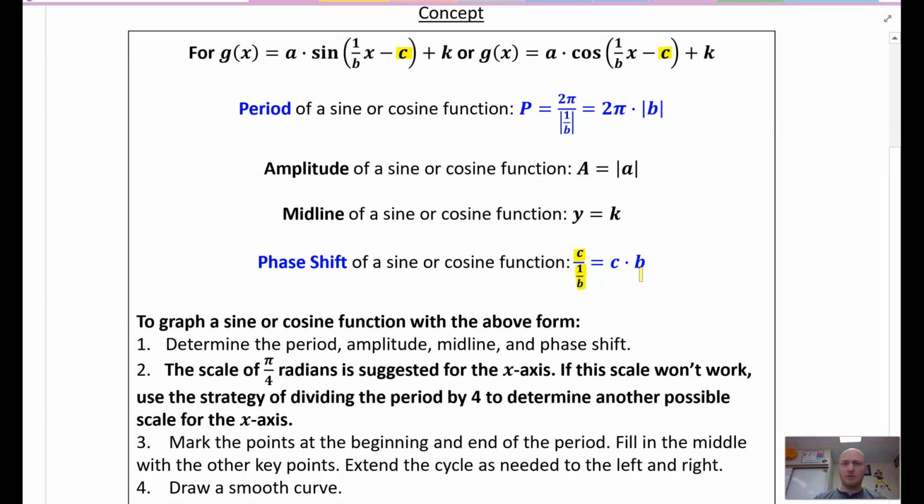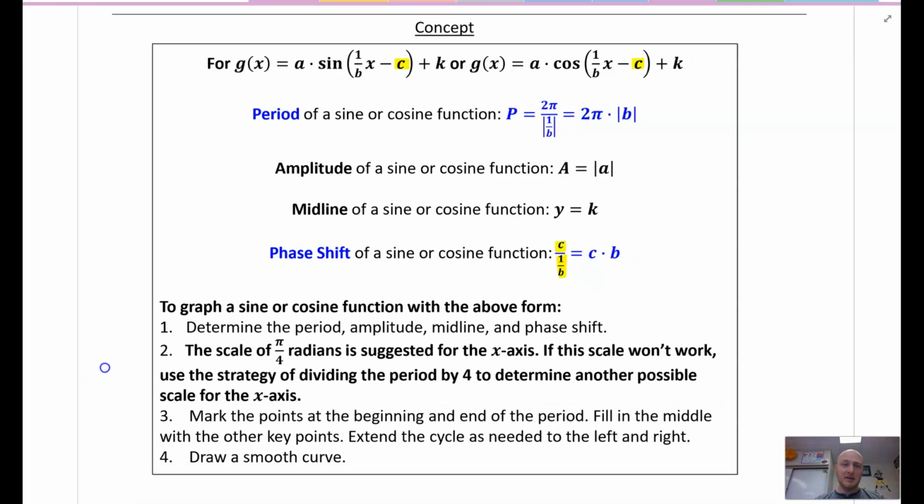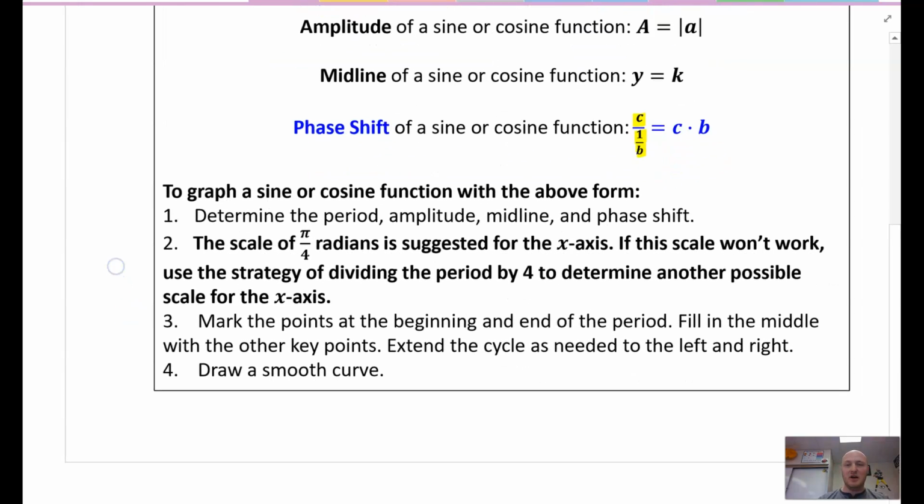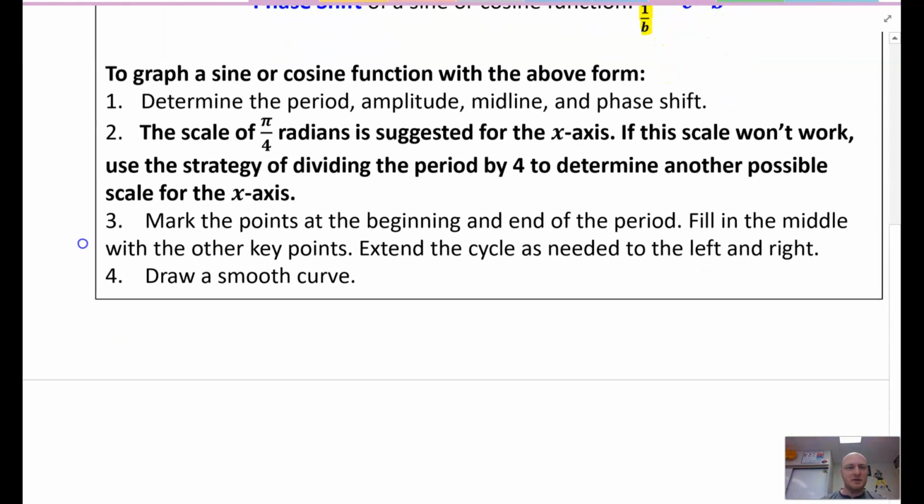Okay, and I know you're like, what? A, B, C, D, E, F, G. What is all this? It'll make more sense in a second when I show you some concrete examples.